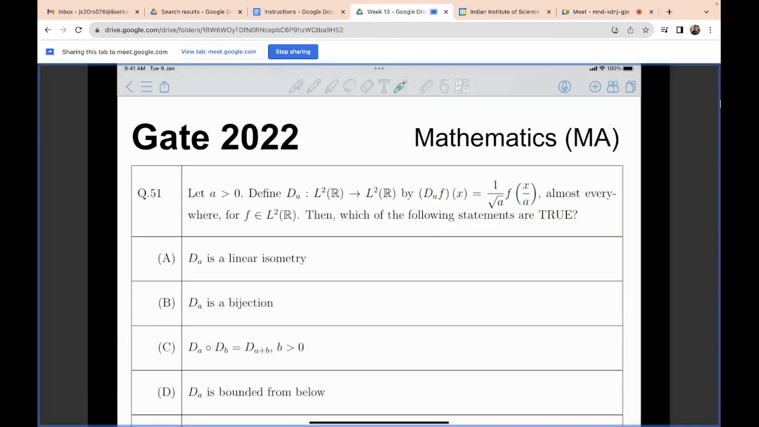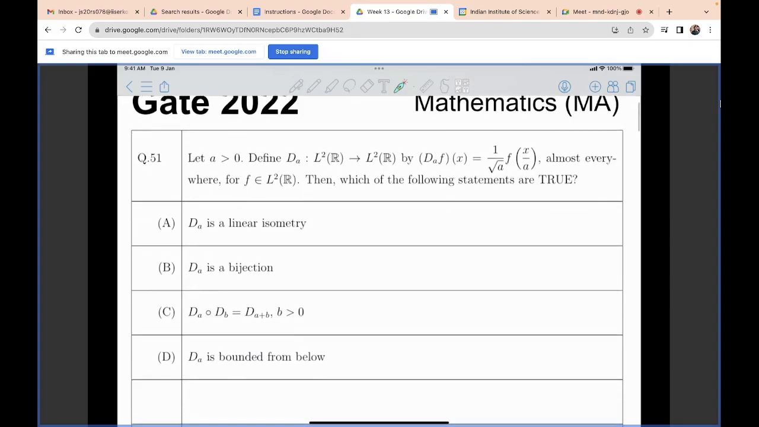Okay, so today we'll solve Gate 2022 question. This is a question from functional analysis. This is question number 51. So what it is saying, let A bigger than 0 and dA is a linear operator is from L2 of R to L2 of R. It's defined by dA of f of x is 1 by square root A f of x by A, almost everywhere, for f is in L2R. Then which of the following statements are correct?